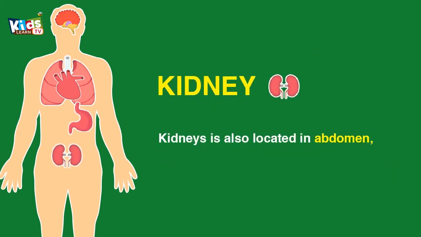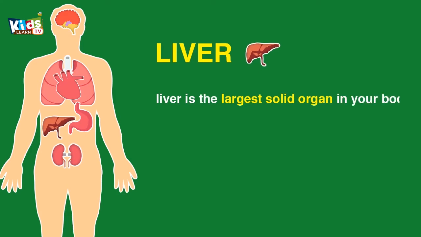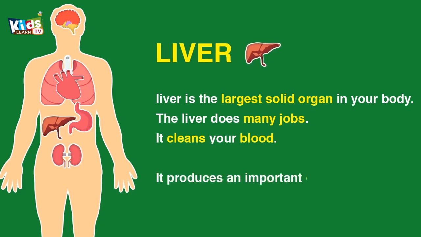Kidney. Kidneys are also located in the abdomen. Kidney helps in purification of the blood. Liver. Liver is the largest solid organ in your body. Liver does many jobs. Cleans your blood. It produces an important digestive liquid called bile.